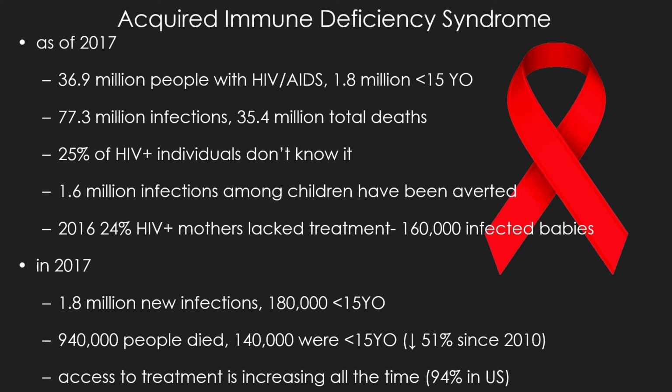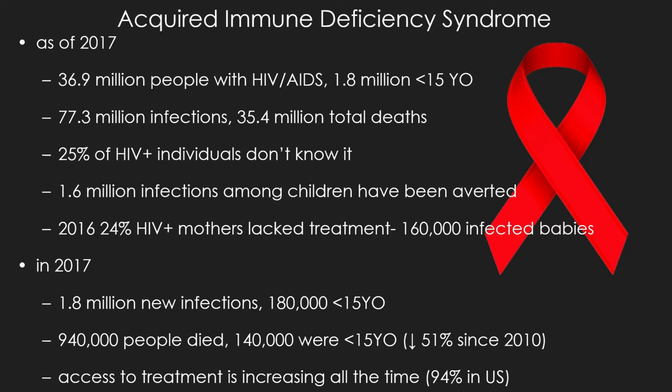Some good news, about 1.6 million infections among children have been averted by the use of anti-HIV antiviral drugs. Although in 2016, 24% of HIV positive mothers worldwide lacked treatment, which meant that 160,000 babies were infected transplacentally with the HIV particle. So that's as of 2017. So right now, currently, as of 2017, by the way, you may be wondering why 2017 when it's 2020. It just takes a long time to compile these data. So these are the latest data that we have that have been statistically analyzed to make sure that they're accurate.